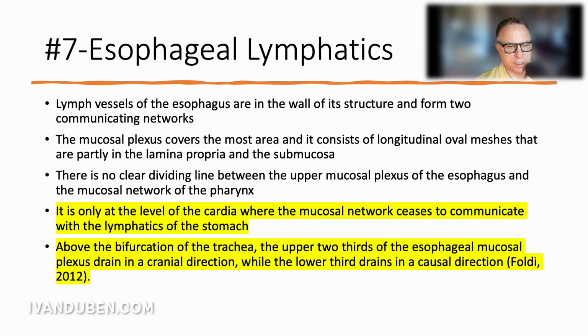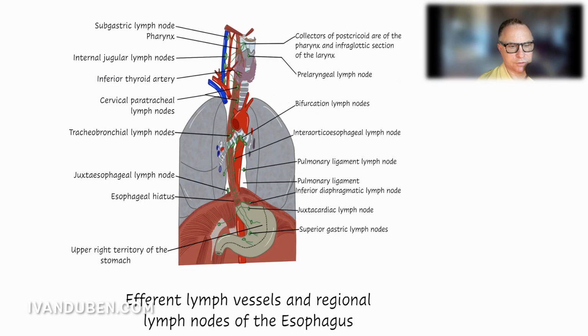Above the bifurcation of the trachea, the upper two-thirds of the esophageal mucosal plexus drain in a cranial direction, while the lower third drains in a caudal direction. Looking closer at the efferent lymph vessels and regional lymph nodes of the esophagus, keeping in mind that we do have a thoracic duct that's traveling down through the center and branching off at the top near the venous angles. We know that the upper third of the esophagus is draining up towards these drainage sites, and the lower two-thirds is draining down and making its way back towards the thoracic duct.